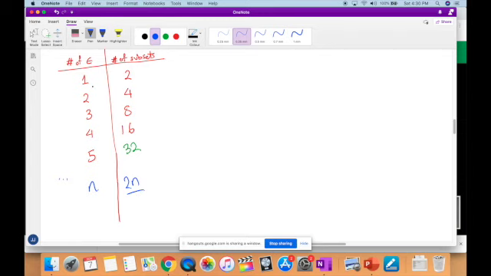Now, I really love the guess. But when you make a guess, let's test it and see. So this one has 1 element, so n is 1, times 2, and that gives us 2. So it works here. This one has 2 elements, so 2 times 2 gives us 4. It works here. This one has 3 elements, so 3 times 2 gives us 6.